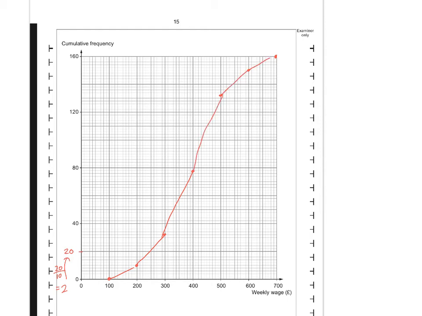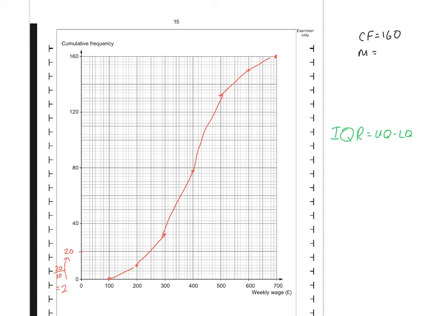I'm then going to write out the formula that you should have written on the previous page, which is IQR is equal to UQ take away LQ. That will get you a mark for doing that. I'm then going to write above this, CF, the cumulative frequency, is 160.